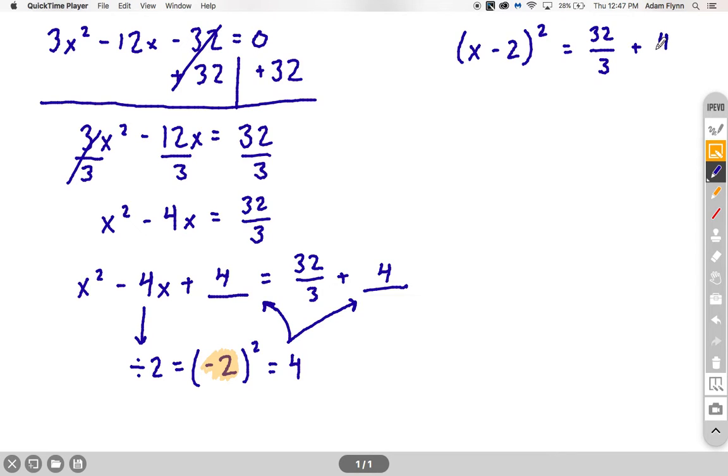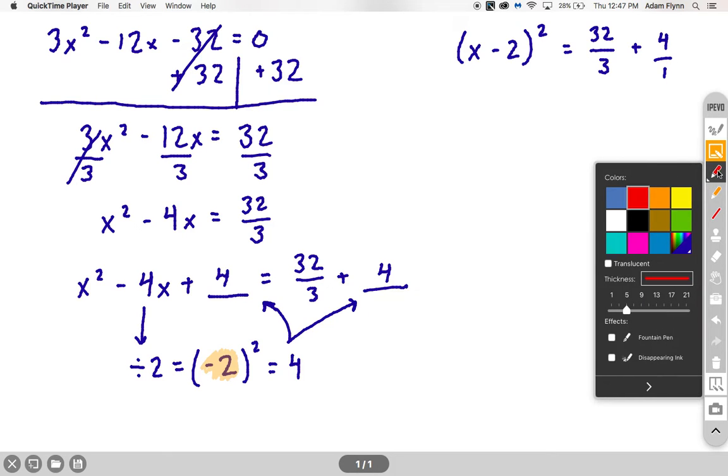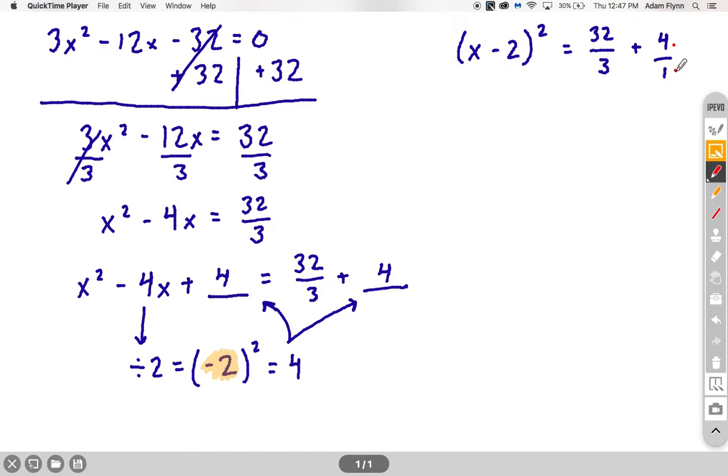So remember, we're adding fractions here, so we need a common denominator. This 4 is the same thing as 4 over 1. So common denominator, looking at my 3 and my 1, I know it's going to be 3. So what I will do is multiply the top and the bottom by 3.